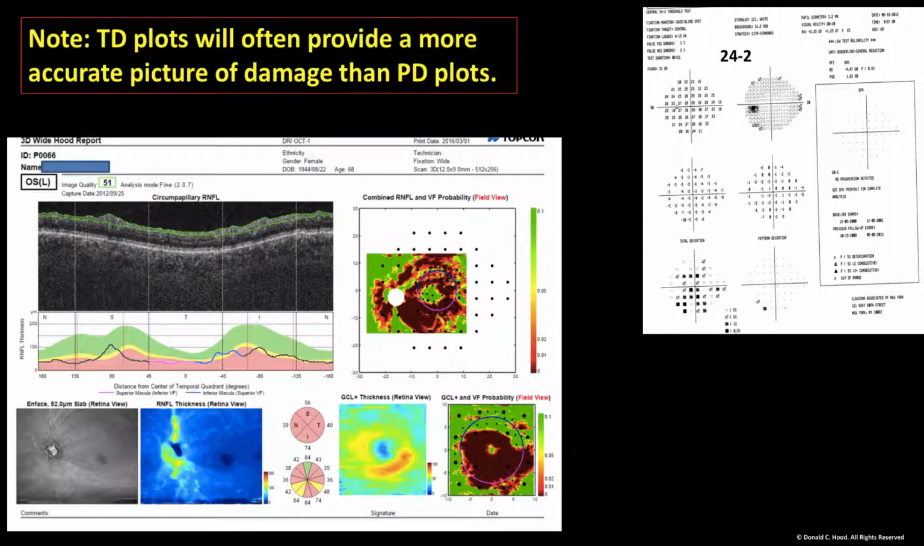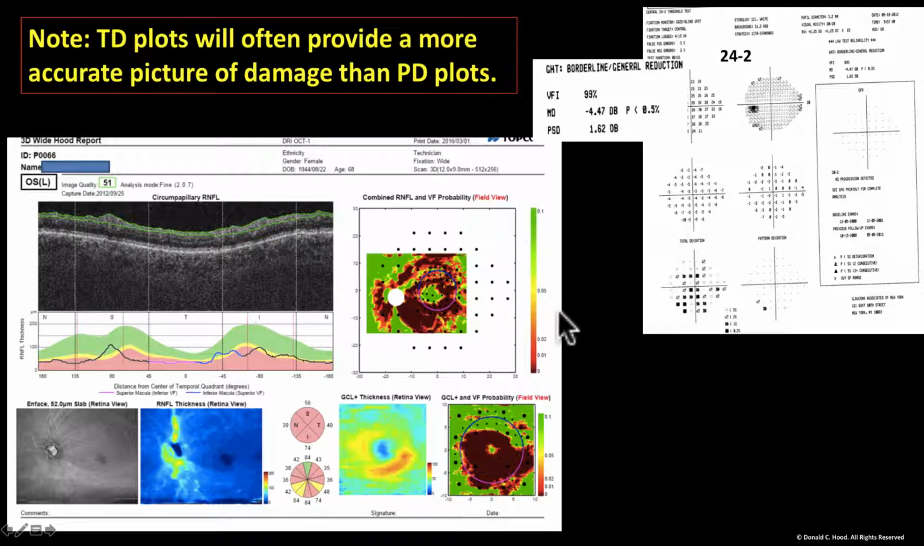Also, it's true that total deviation plots will often provide a more accurate picture of damage than pattern standard deviation plots. So here's an example. This is clearly abnormal. The retinal nerve fiber layer is down everywhere just about, right? If you look at the statistics here, that's borderline, that's normal, right? Mean deviation is down, right? But if you pay attention to this, you're making a mistake. For an eye such as this, the total deviation plot is the one that matches the visual field better.